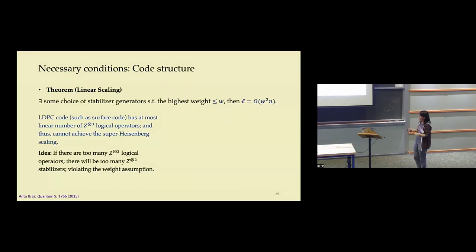The idea is basically to notice that if we have too many Z3 logical operators, there will also be too many Z2 stabilizers, because if we consider the product of two Z3 logical operators, sometimes they generate some Z2 stabilizer, and then they can violate this weight assumption.